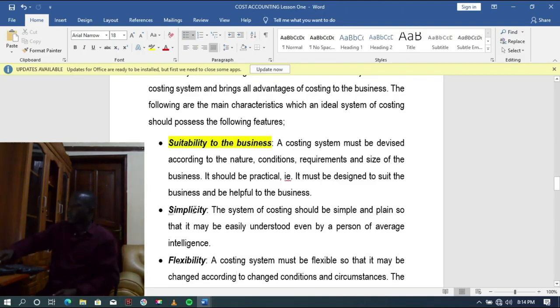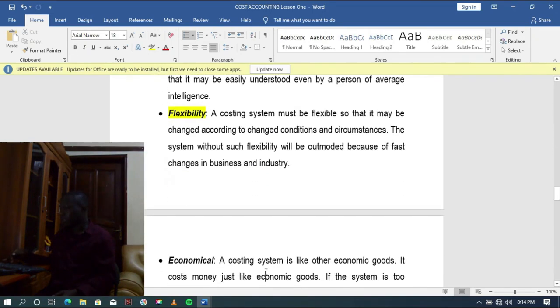Then simplicity. When it comes to operating the system, it should be easy to operate and should be understood even by a person having an average intelligence. So a lay person should be able to understand the system. Then flexibility: your costing system should be adjustable according to the management's needs. It must be adjusted according to the requirements and the needs of management for efficient management of business costs.